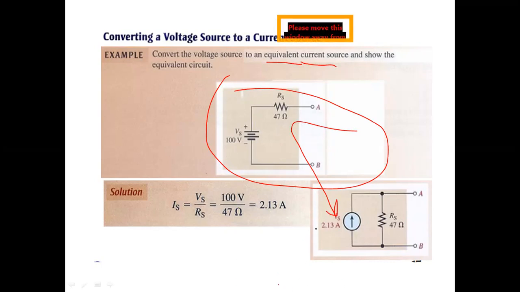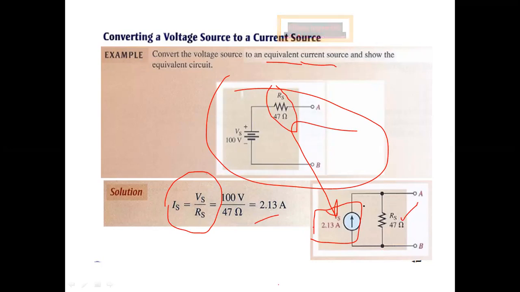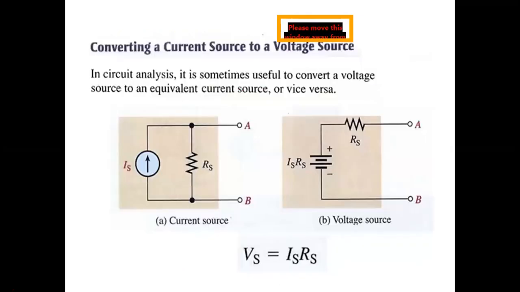For that, we will find the current. Current is given by Vs by Rs, 82.13. This is the value of the current, and we will connect this resistor Rs in parallel with it. The same value resistor is connected in parallel, and when the current source and resistor are both in parallel, you will get a current source. So this is an example. From this example, you can learn how to convert a voltage source to a current source.